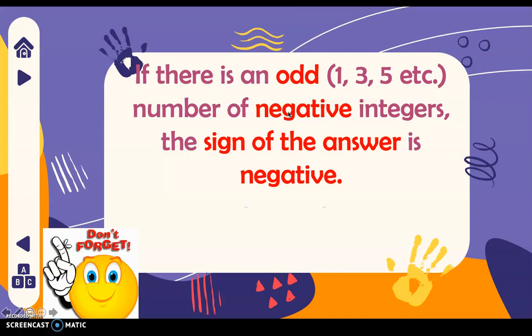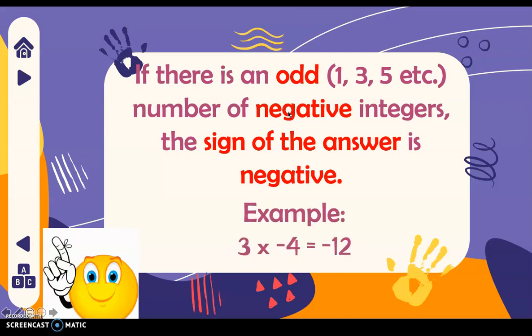So let's have an example here. We have positive 3 times negative 4. So you multiply just like a whole, 3 times 4, that is 12. And the sign, if the number of negative integers is odd, so we have here just one negative, so it's odd, therefore the answer is negative.